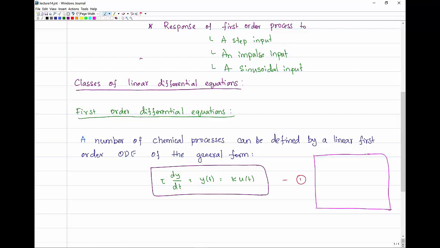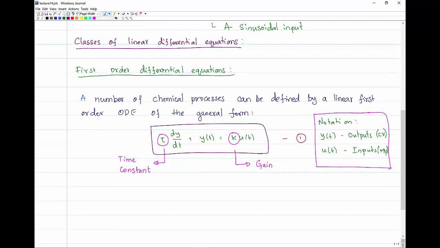As I mentioned earlier, as long as the dynamic behavior of a process is defined by a first order equation, we will always be able to express it in this form shown here, where tau is referred to as the time constant for reasons we're going to learn later. K is referred to as the gain of the process. And in the rest of this course, we are going to be using y to denote outputs or control variables and u to denote inputs or manipulated variables.